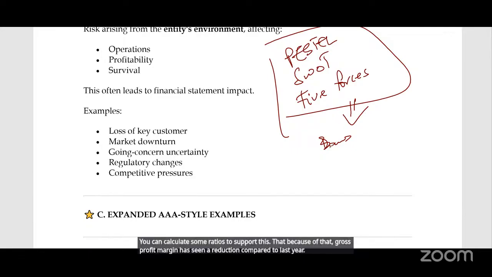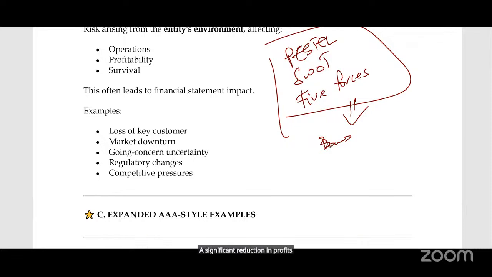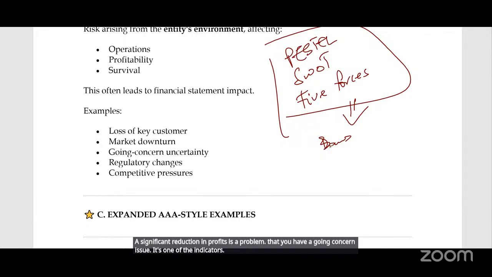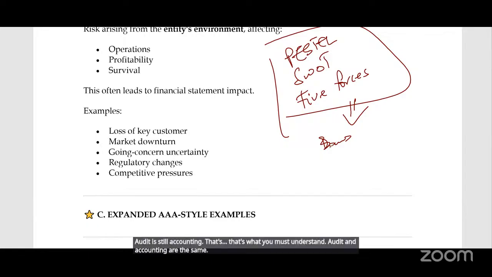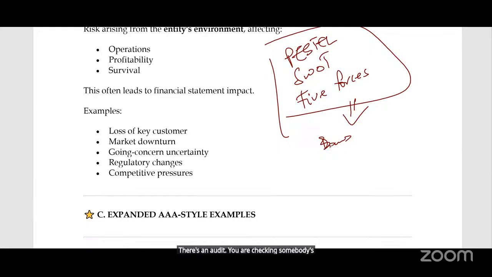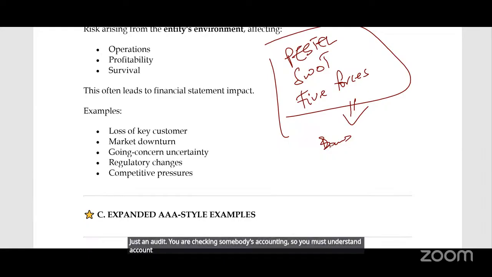A significant reduction in profit is a problem; you have a going concern issue. It's one of the indicators. You have to mention it. Audit is still accounting. That's what you must understand. Audit and accounting are the same, just that in audit you are checking somebody's accounting. So you must understand accounting to be able to check whether what somebody has done is right. Is it making sense?